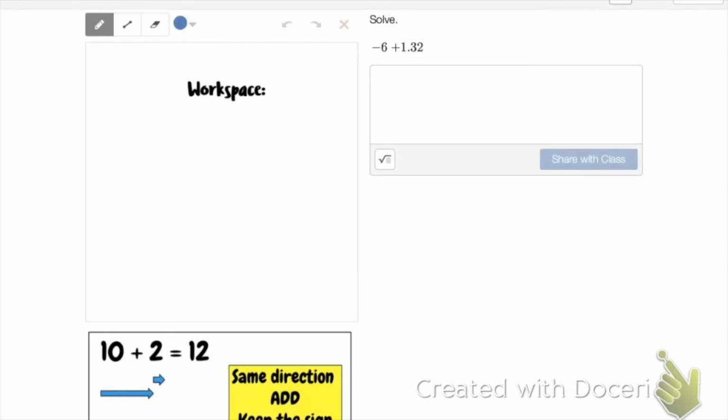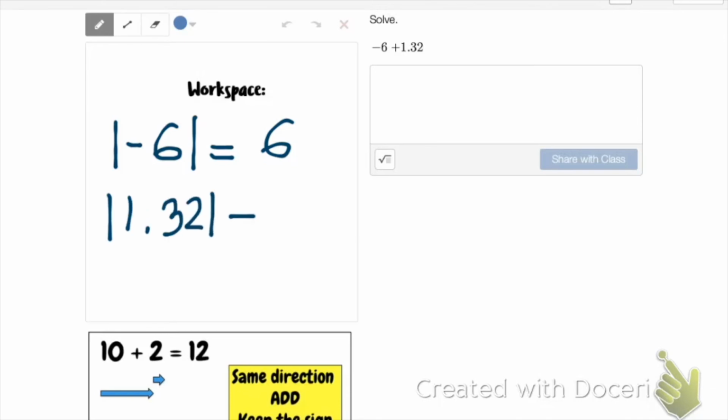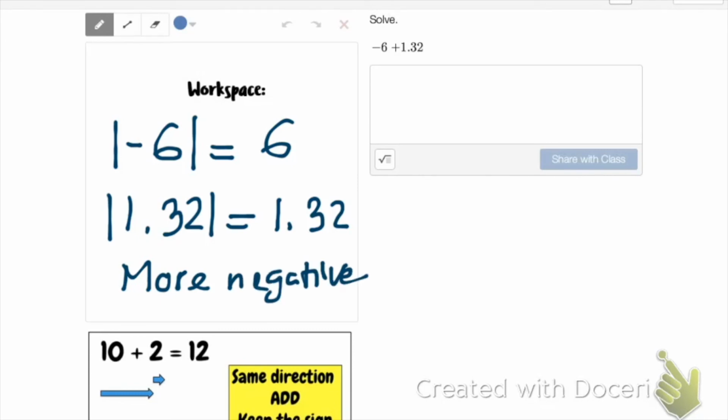The last problem I have is negative 6 plus 1 and 32 hundredths. I have to take the absolute value of negative 6, which equals 6, and the absolute value of 1 and 32 hundredths, which equals 1 and 32 hundredths. Since 6 is more than 1 and 32 hundredths, my answer is going to be more negative, so a negative answer.